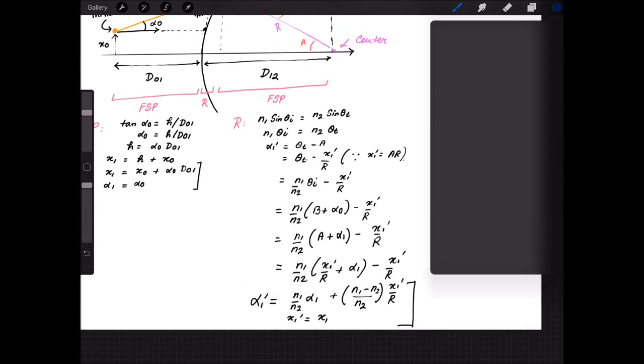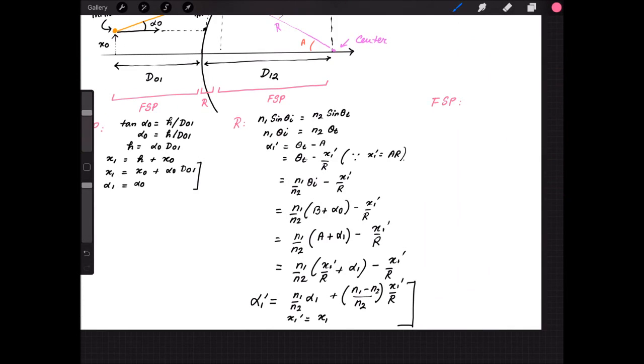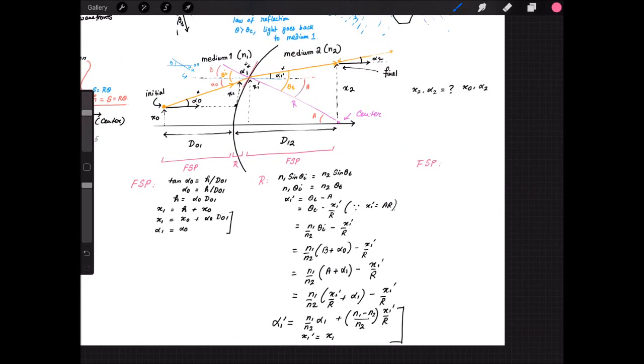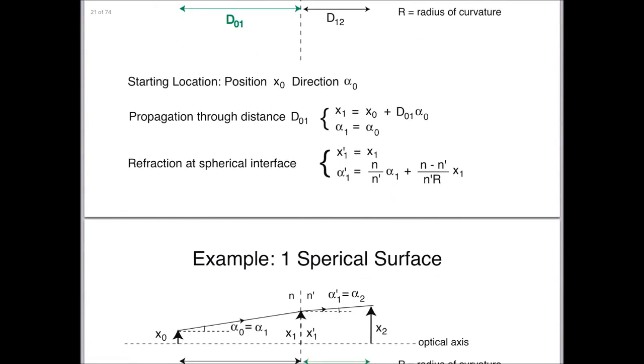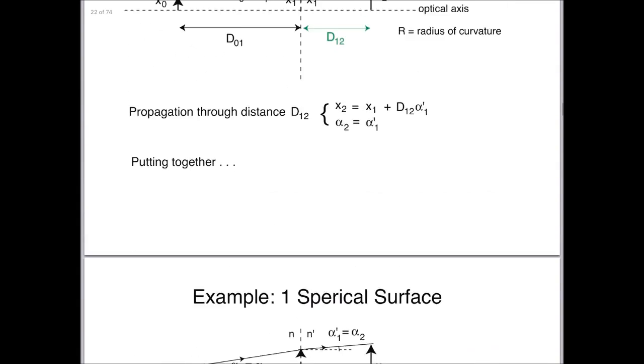And lastly, we have the case for the second free space propagation, that is the same as the first one. So no change in angle but change in height, and just like I worked it out for the first one, I have x2 equals x1 prime plus d12 alpha 1 prime, and alpha 2 equals alpha 1 prime. So that's a set of equations. So now let's go back to the slides. If you want to compare, these are the equations that we just derived for the free space propagation, first propagation, refraction, and then the second propagation inside the second medium.